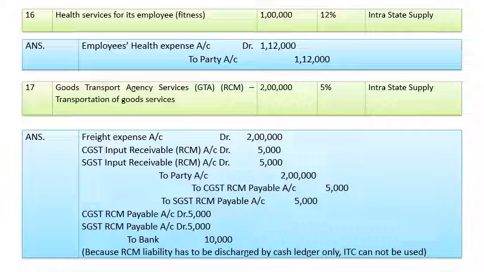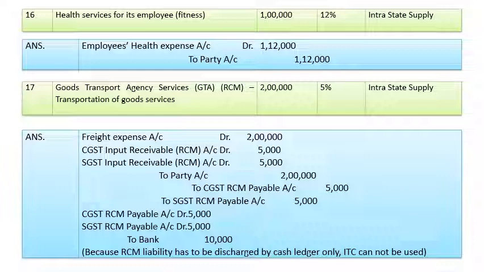The RCM liability has to be discharged by cash ledger only, and ITC cannot be used right now. So you are raising the liability and paying the liability at the same time using the cash ledger, to bank account. You can write electronic cash ledger also instead of bank account. So two entries we have to pass.